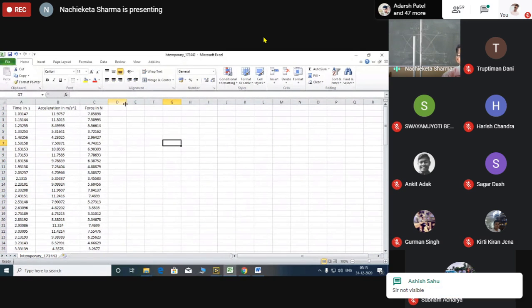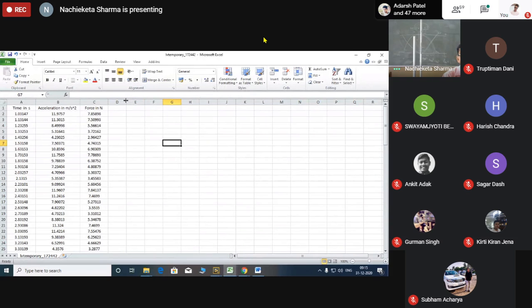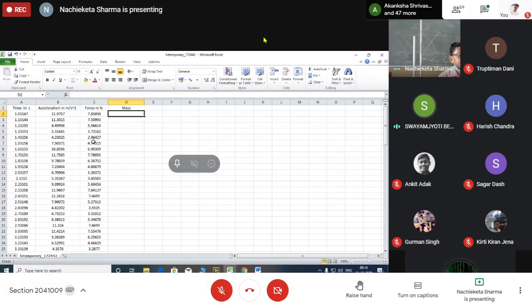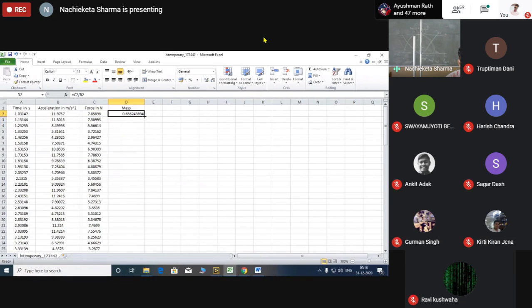After this, you have to calculate here the mass. How to calculate this mass? I have already told you. You can get it from the force and acceleration, F by a. For a specific period of time, we can calculate the mass by using that formula, F by a. This is your force divided by this, your acceleration, gives the mass. Enter, and if you drag this here, then you can get all the data set filled up here.